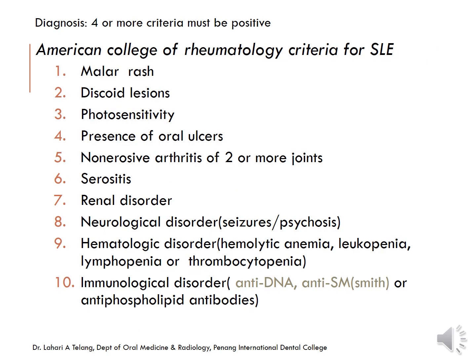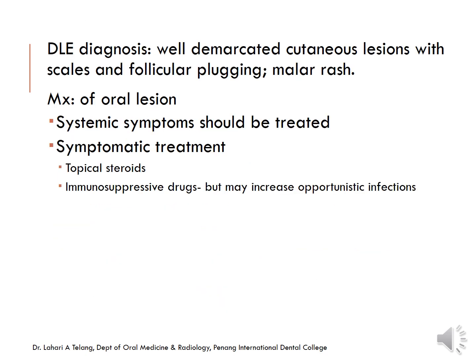There are criteria in the American College of Rheumatology classification for SLE, of which 4 must be positive: malar rash, discoid lesion, photosensitivity, presence of oral ulcers, that's the one we were looking at earlier, non-erosive arthritis of 2 or more joints, serositis, renal disorders, neurological, hematological or immunological disorders. The diagnosis of DLE could be well demarcated cutaneous lesions with scales and follicular plugging, that is malar rash. But when you don't have this and oral manifestation is the first sign, then you know that you need to do a biopsy to confirm it.